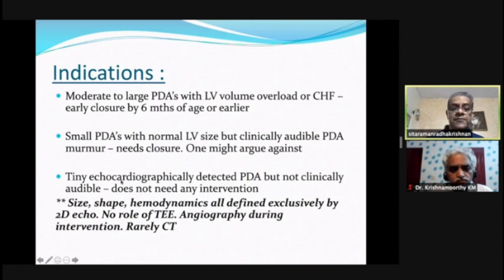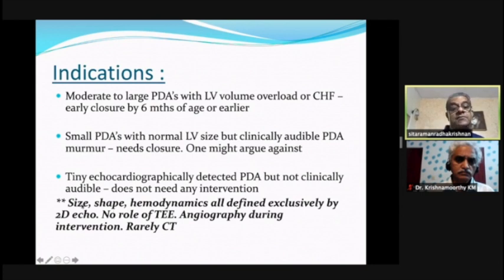There is a group of PDA which you see only by echocardiography. They are clinically silent. These do not require any intervention. That at least we are very clear about. So indication 1 for moderate and large PDAs is clear. Tiny echocardiographically detected PDA, no need. Although for the small PDAs, we are still going ahead and closing it. One can argue against it.